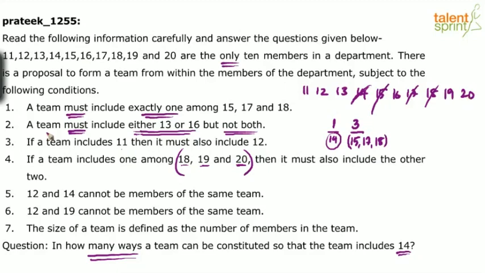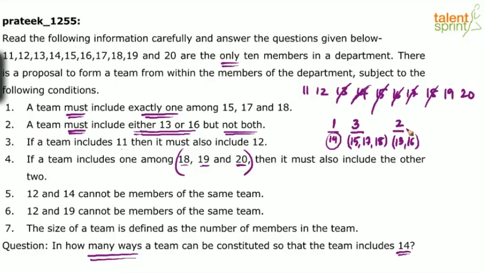Look at the second point. A team must include either 13 or 16 but not both. That means the third position should have either 13 or 16, but it cannot have both. So the third position can be filled in two ways. Are you able to follow? It will either have 13 or 16, only two ways. So the second condition is also satisfied.